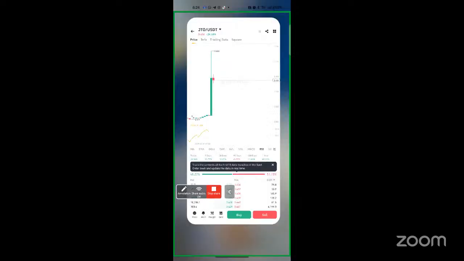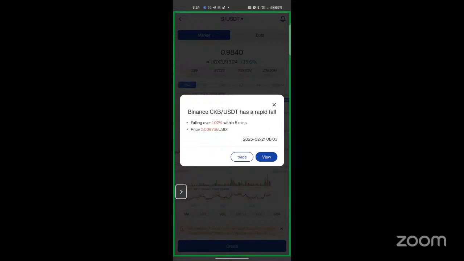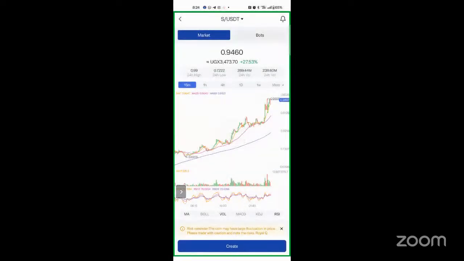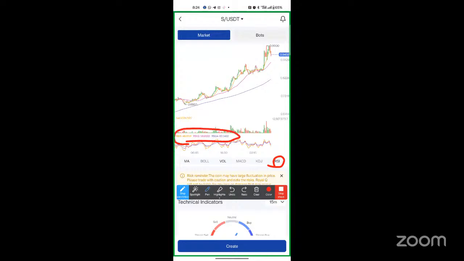Having explained that, now I'm going to Royalq. So when you open any coin and you tap on RSI, the indicator just here, the RSI will bring you those 3 RSI and their values: an RSI of 6, an RSI of 12, and an RSI of 24.